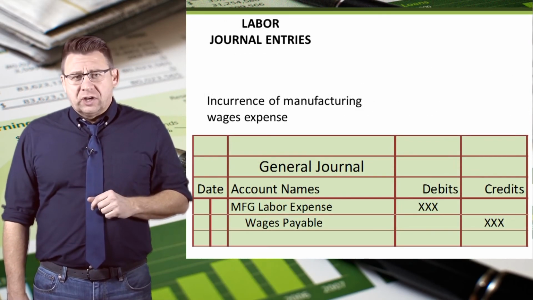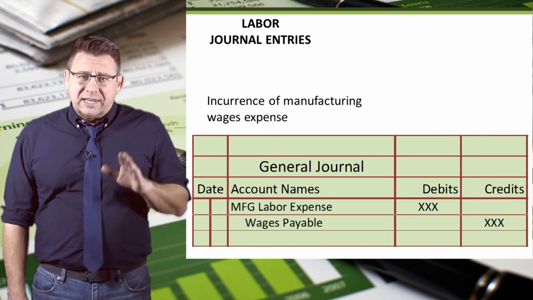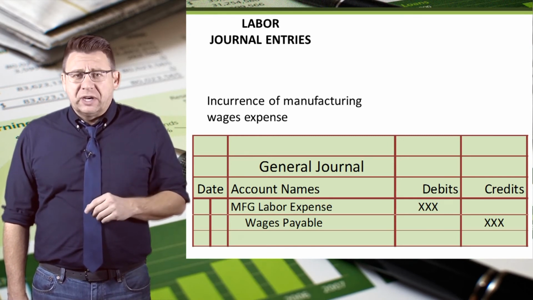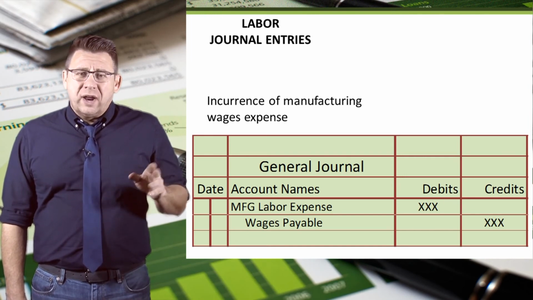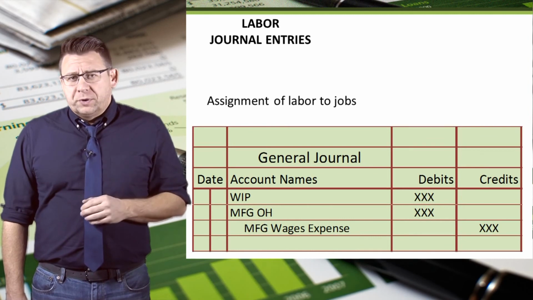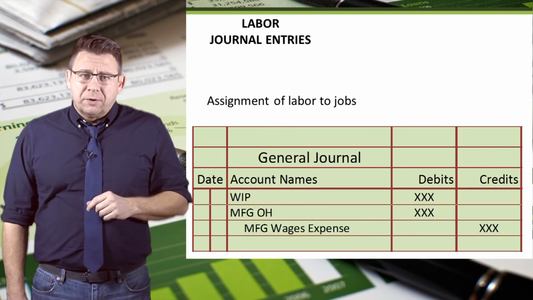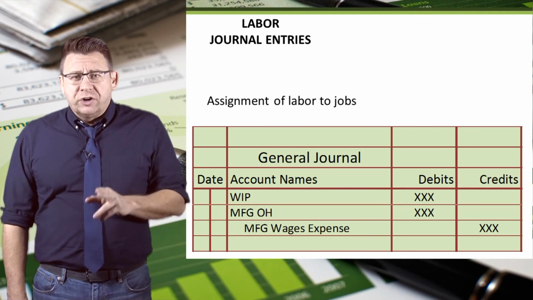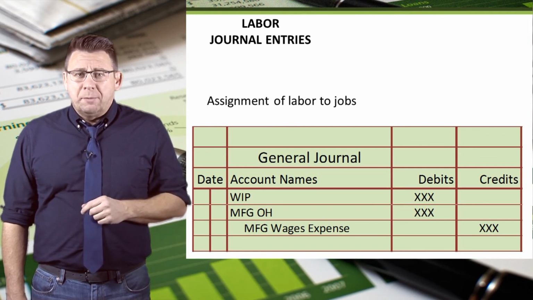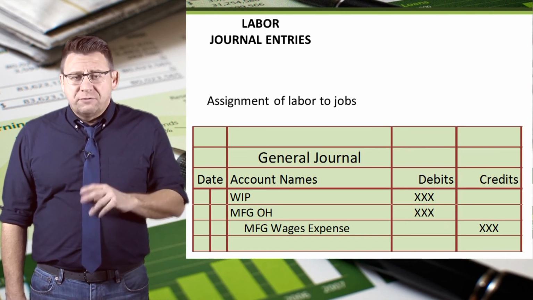Finally, let's look at the journal entries for labor. The incurrence of manufacturing labor is a debit to manufacturing labor expense and a credit to wages payable. Then the dollars are moved to production. This is a debit to WIP for the direct labor, a debit to manufacturing overhead for any indirect labor, and a credit to manufacturing wage expense for the balance.